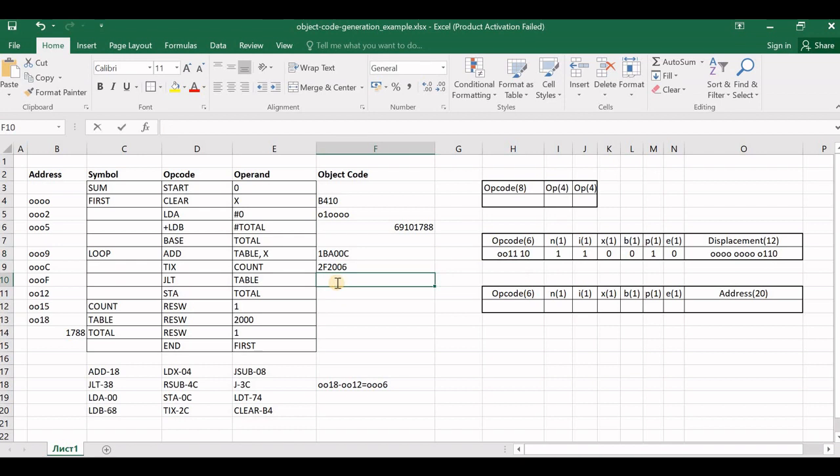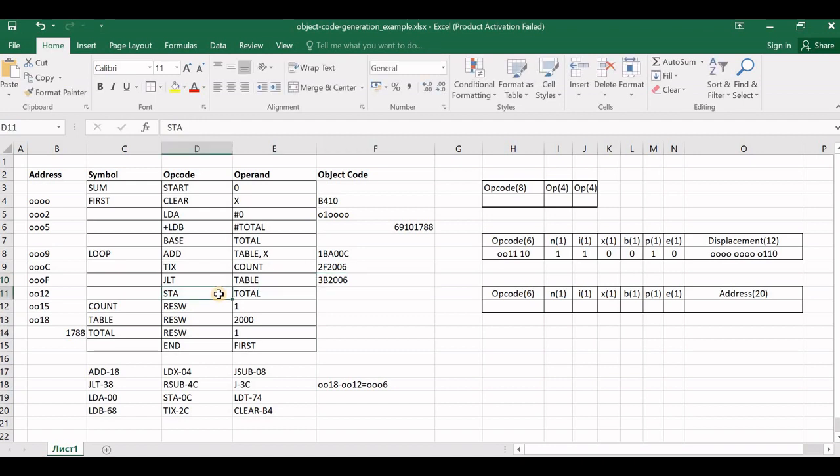So the value is 3B2006. 3B2006 is the hexadecimal object code for the instruction JLT table. So this is the end of the instruction. We'll move on to the next instruction, which is STA total.